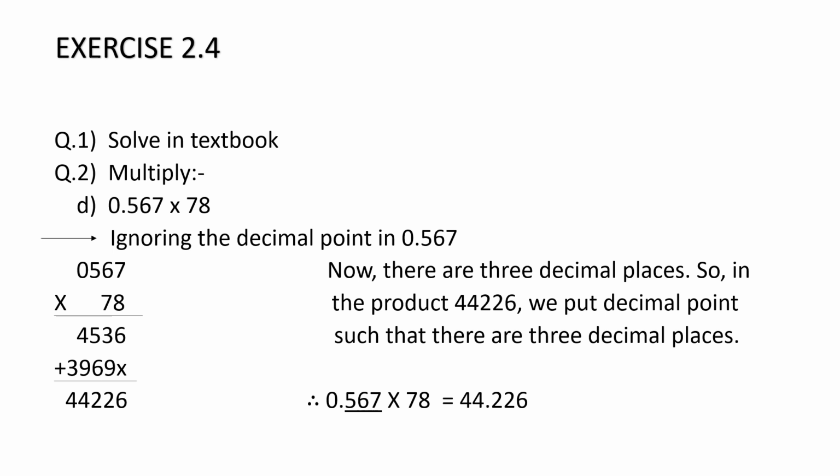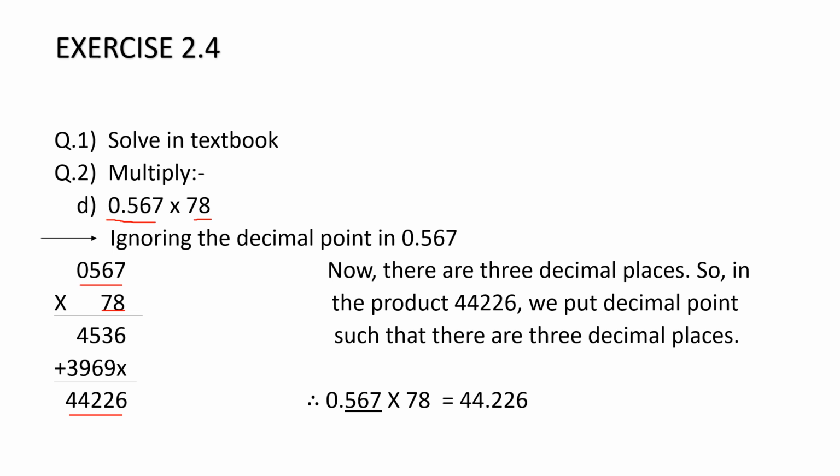In that, D one we'll see, multiply 0.567 into 78. So here multiplication of a decimal by whole number is there. So what we'll do, first we'll ignore the decimal point in 0.567, right? So we'll multiply 0.567 into 78, right? So multiplication, you know how to multiply, right? So after multiplication we'll be getting answer as 44226.